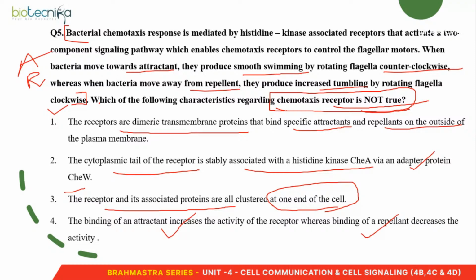Okay, so let's come to a conclusion now. As you said, yes, option 4 is the correct answer. Binding of the attractant actually decreases the activity of the receptor, and binding of the repellent increases the activity of the receptor. That's what the answer is.